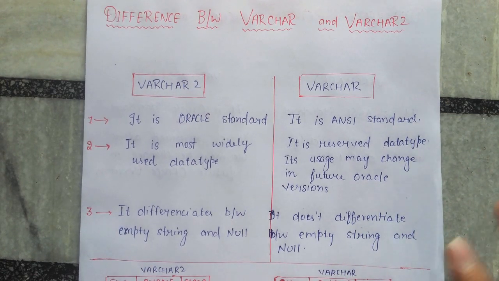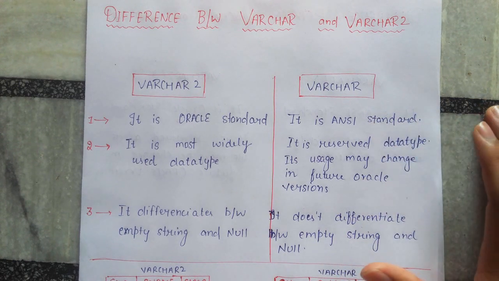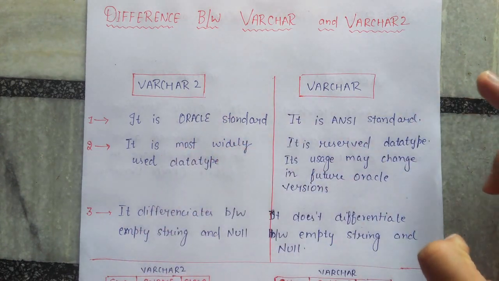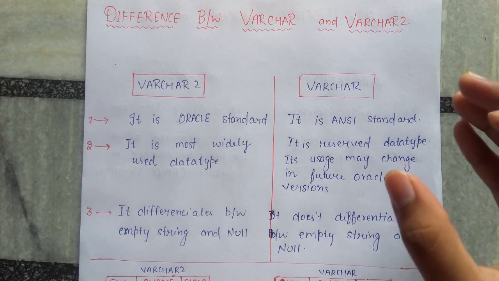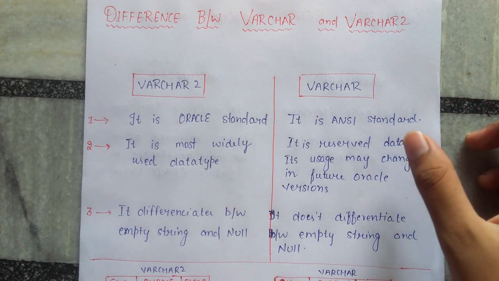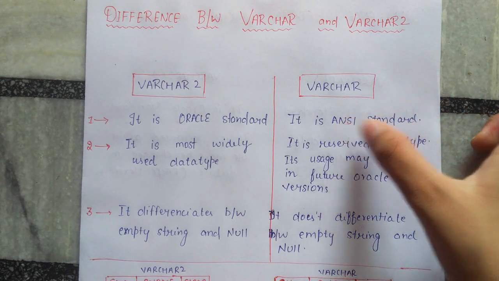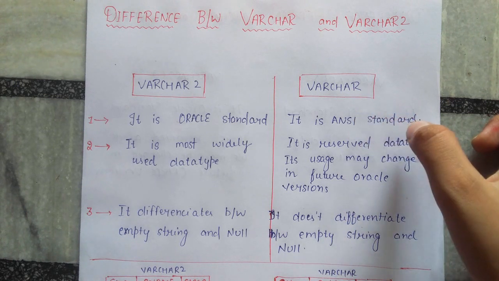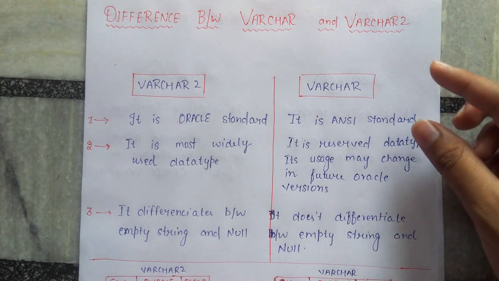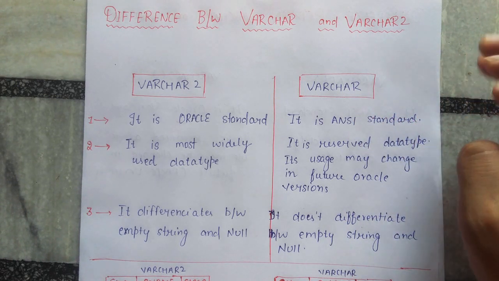The very first difference between these two is that VARCHAR2 is Oracle standard. That means it is created by the Oracle company. But VARCHAR is created by ANSI standard. It is an ANSI standard because it was invented by ANSI.